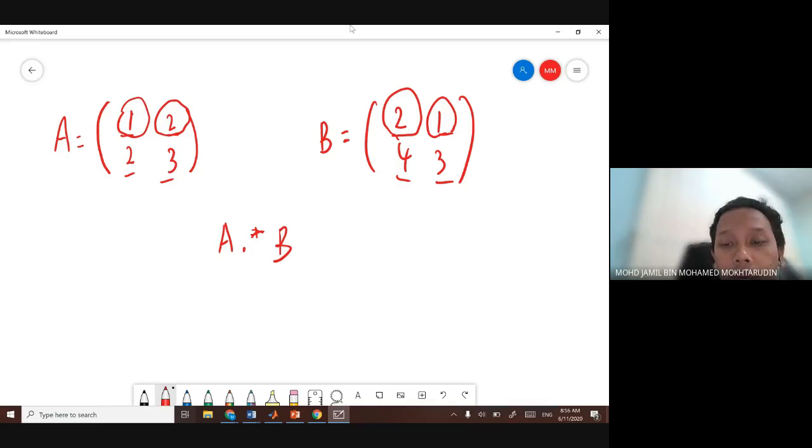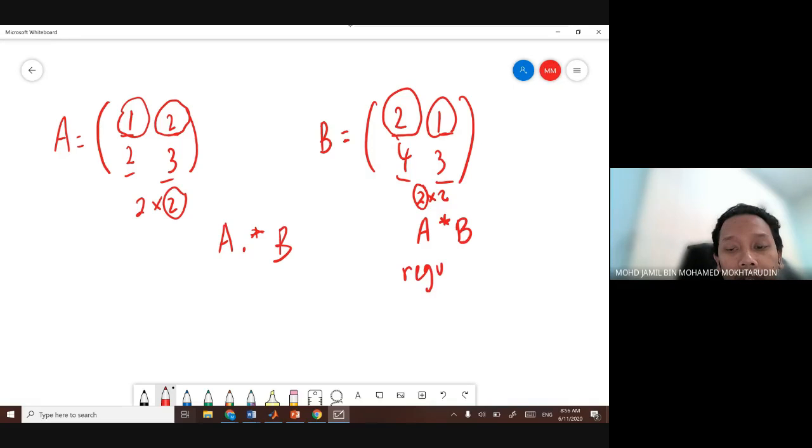So if you use only A star B, then it becomes the regular matrix multiplication. Meaning that kena tahu 2 darab 2, kena tahu dia punya dimension. Dan sebab ni sama, then baru boleh multiply, matrix multiplication. So this is regular matrix multiplication, okay? And this is element wise.